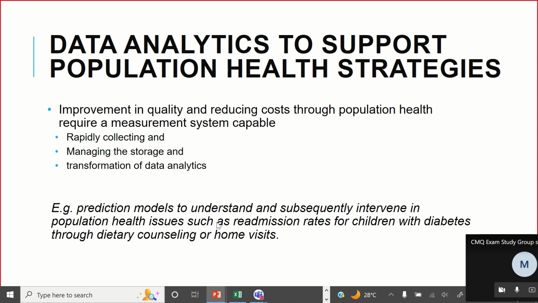And here, they gave the example of certain prediction models to understand and subsequently intervene in population health issues, such as readmission rates for children with diabetes through dietary counseling or home visits. So you see, this actually sounds like a research title that could be done using the availability of data and data analytics in healthcare.